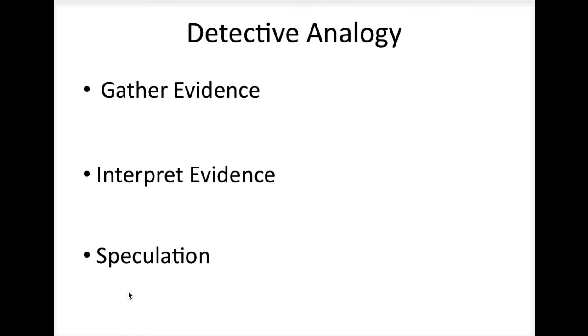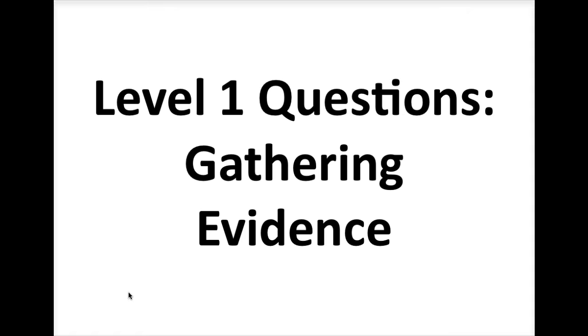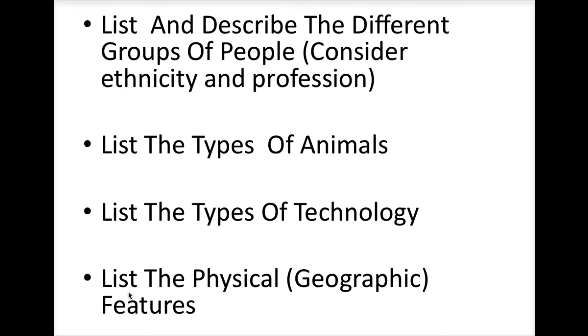Third, we will speculate about the image, thinking about the author's claim, bias, and perspective. We will also make some predictions about the content in the image. Level 1, we will consider the different groups, the types of animals, the types of technology, and the physical features.